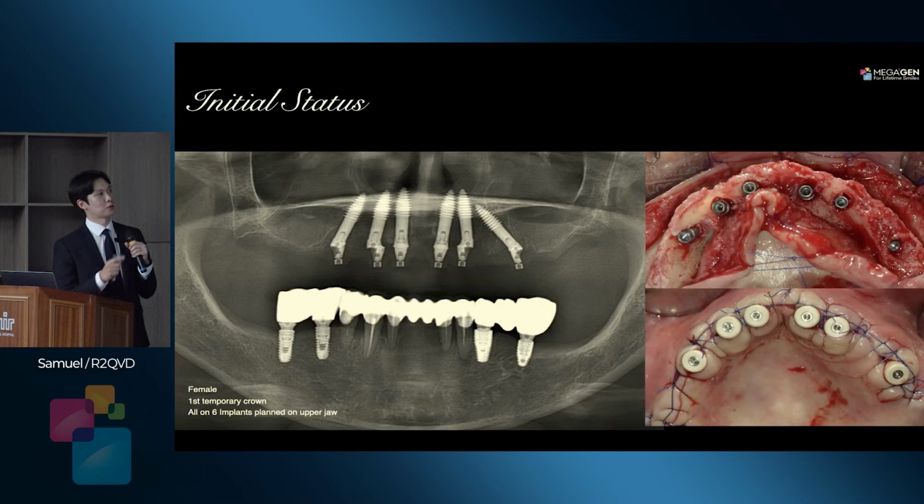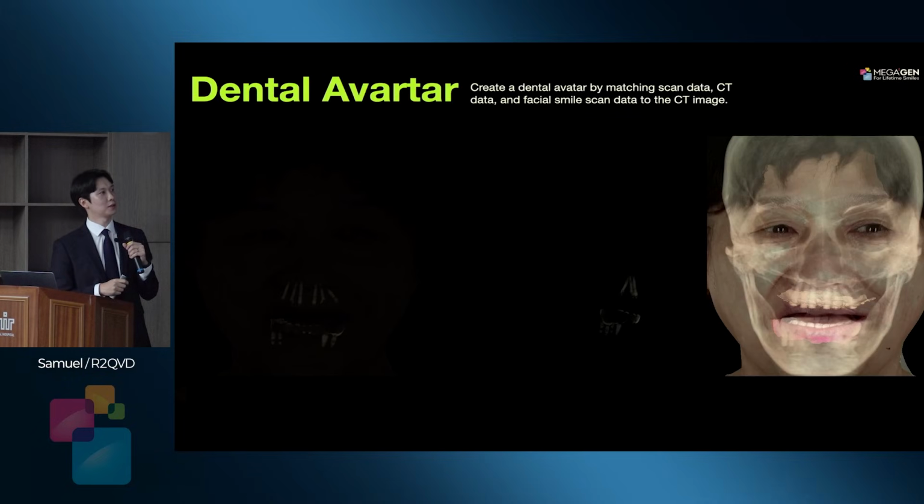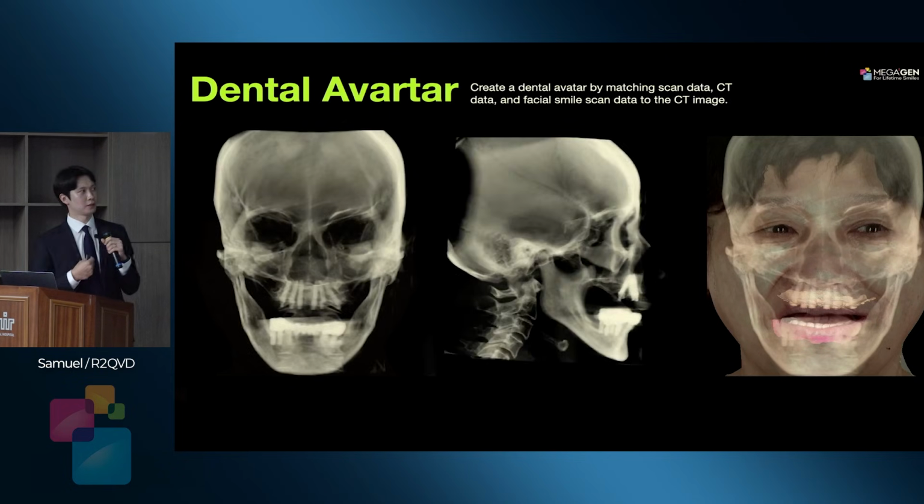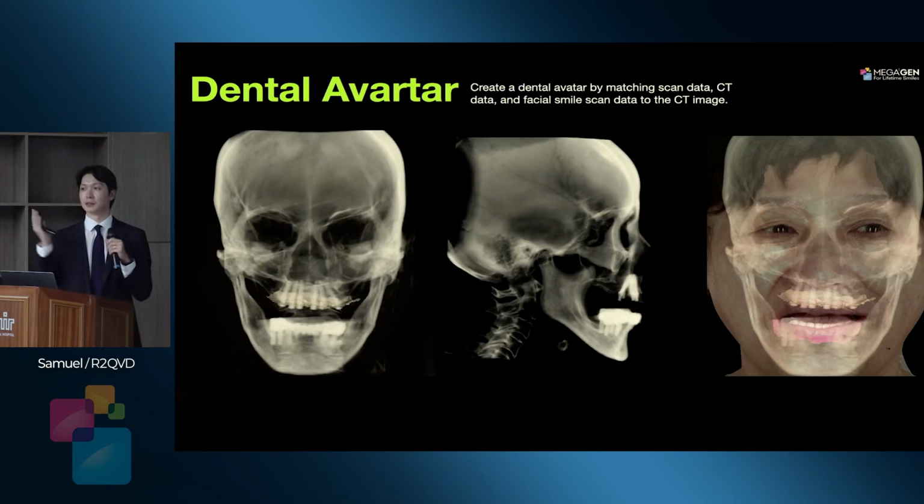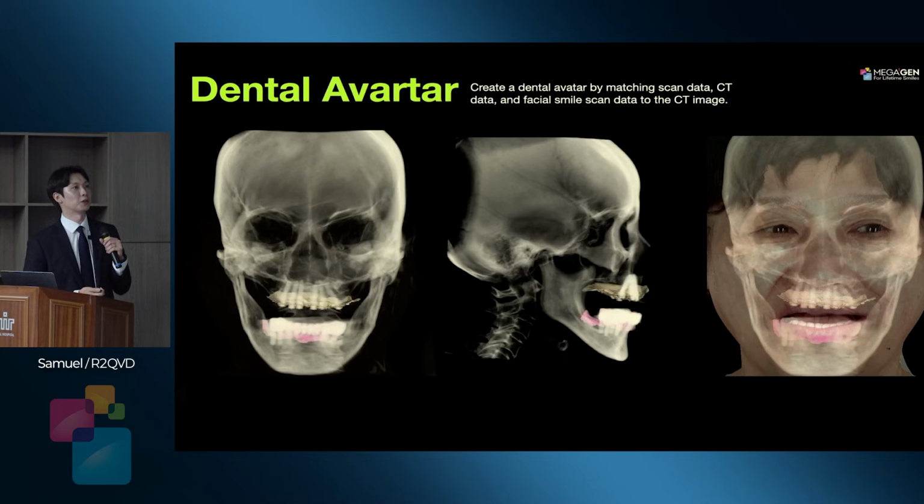So Dr. Park does the All-on-6 case, placing 6 implants within 1 hour. And after that, it's the same. I just make a dental avatar like this. Within 10 minutes, I can make a dental avatar because it just takes CBCT and facial scan and intraoral scan or impression scan, whatever.